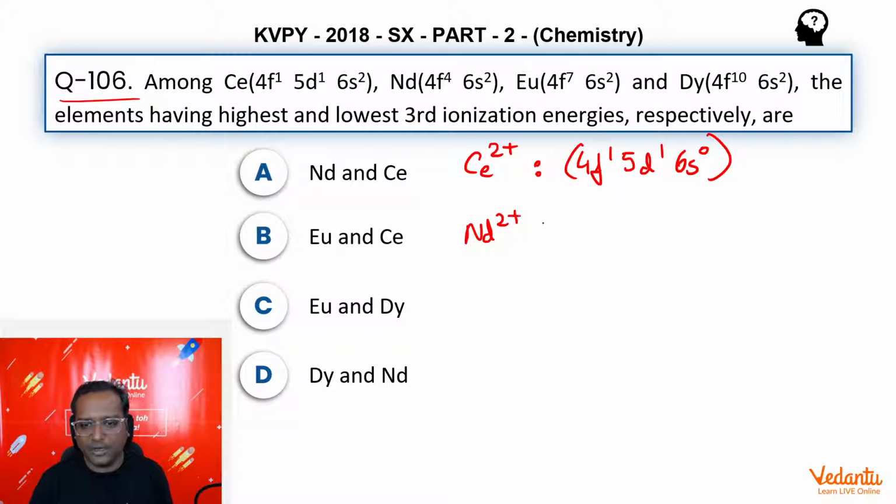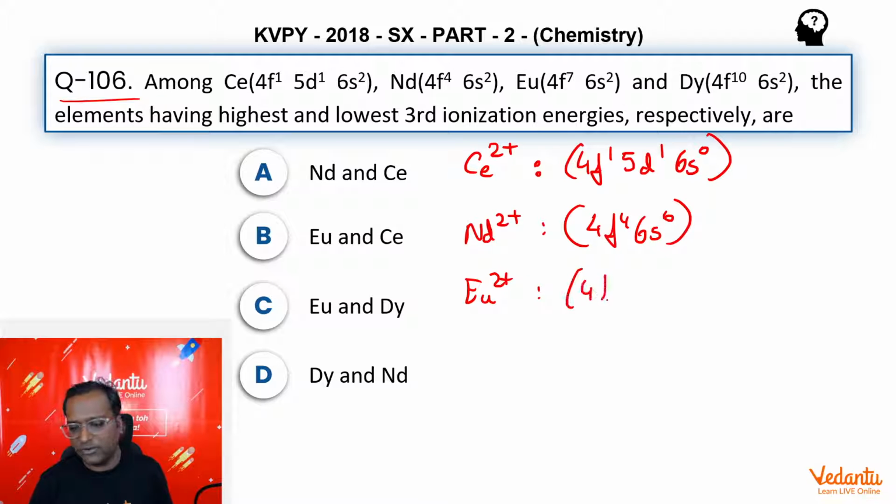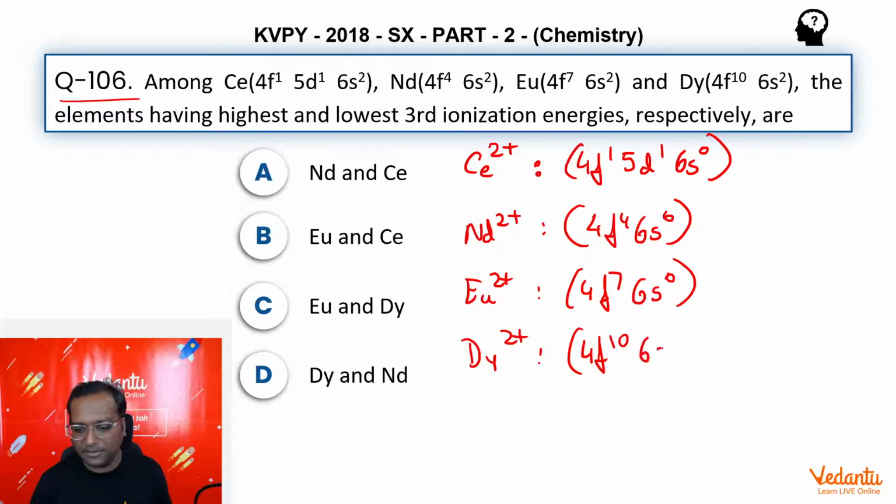Then if we talk about Nd2+, the two electrons will go from 6s. So this will be 4f4, 6s0. Then Eu2+, again the electrons will go from the outer shell. So 4f7, 6s0. And then Dy2+, the two electrons will again go from 6s. So we have 4f10, 6s0.